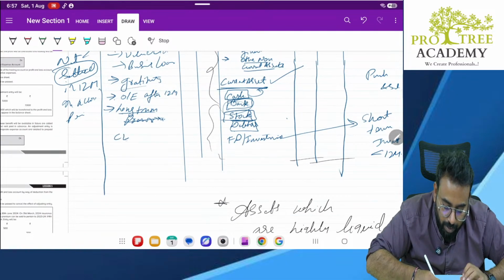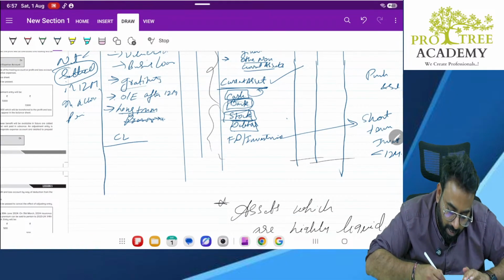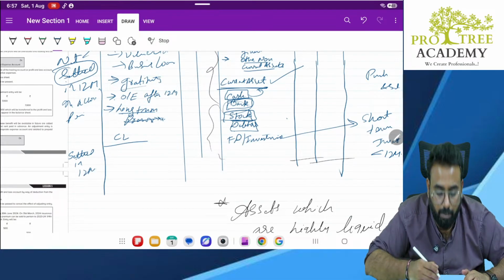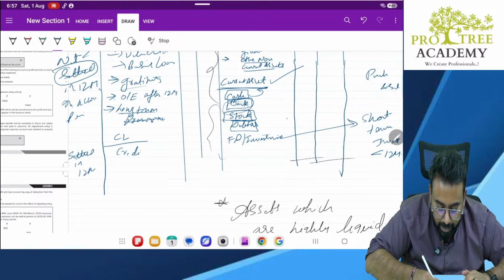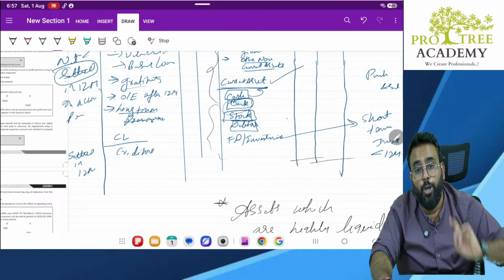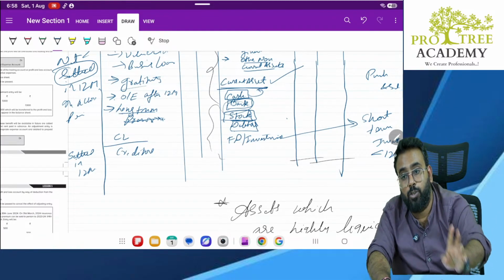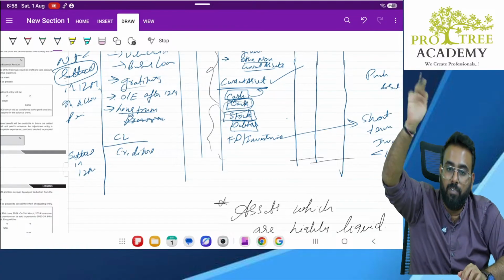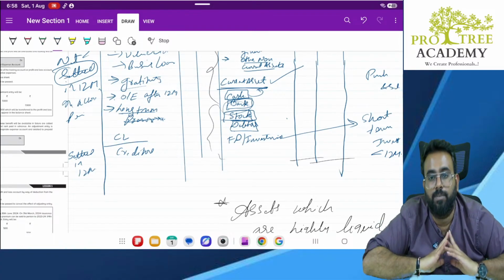Next comes your current liability. Here, same, sir, which gets settled in next 12 months. Best example, creditors. Just like how you give 15 days to 90 days at max to your debtors, in the same way, your creditor will only give 15 to 90 days.